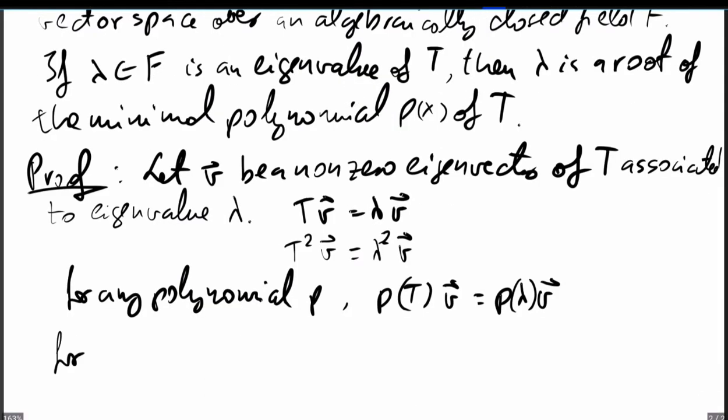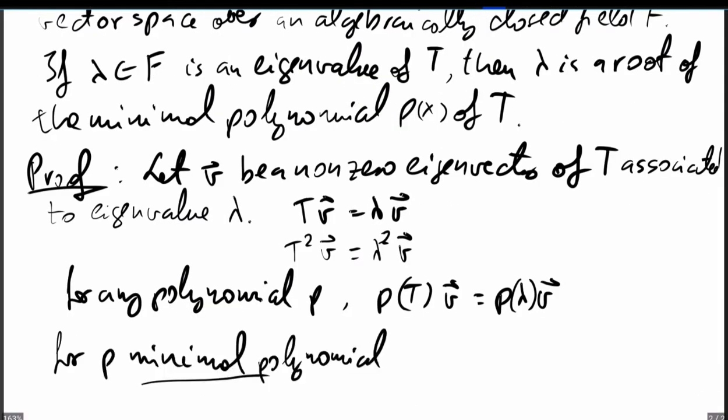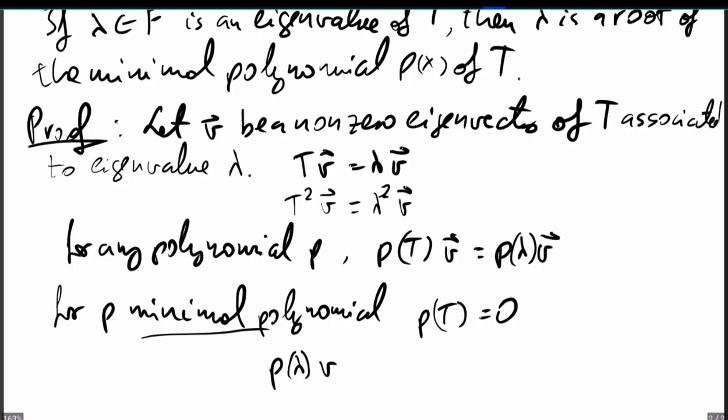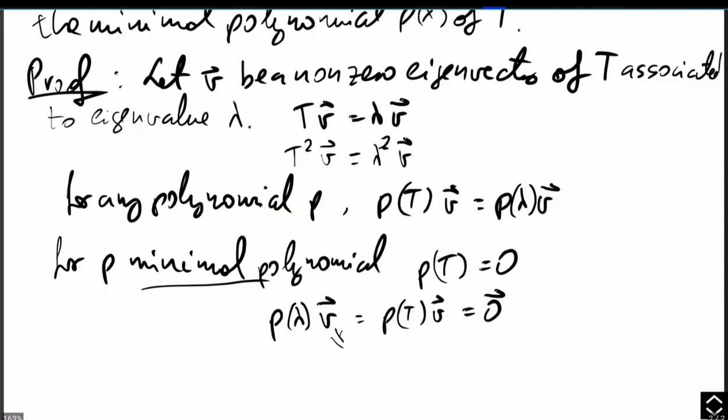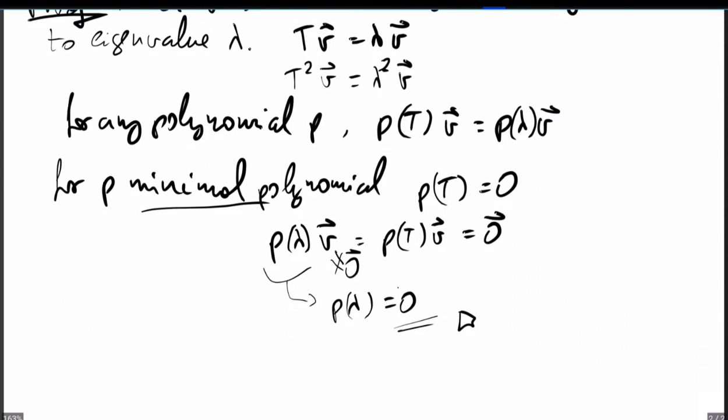Then for the minimal polynomial, what we have is that P of T equals 0, but then P of lambda times V equals P of T applied to V equals the 0 vector. And since V is not 0, the only way possible is that P of lambda is 0, which proves the lemma.